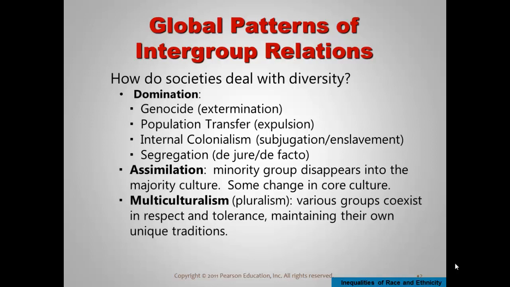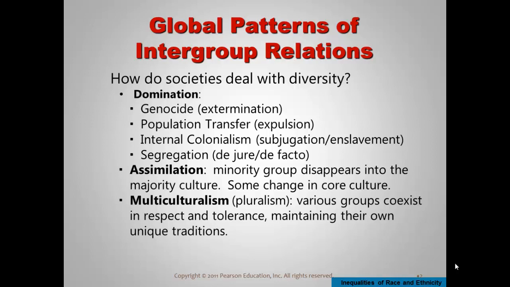But the actual behaviors in society changed much more slowly. So while segregation no longer existed by law, de jure that is, in fact segregation continued. That's what they call de facto segregation. It's against the law, but it still was occurring. So those are different ways that majority groups within a society may dominate those in a minority group.